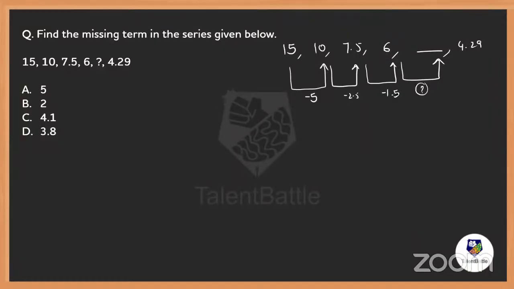In order to get the next number, everybody, you have to understand the logic between these numbers. So we will start doing, if I'm not wrong, plus 2.5. Minus 5 plus 2.5 can only give me minus 2.5. Correct, everybody? Similarly, minus 2.5 plus what will give me minus 1.5, everybody? Any idea? People, you tell me. Minus 2.5 plus what will give me minus 1.5?